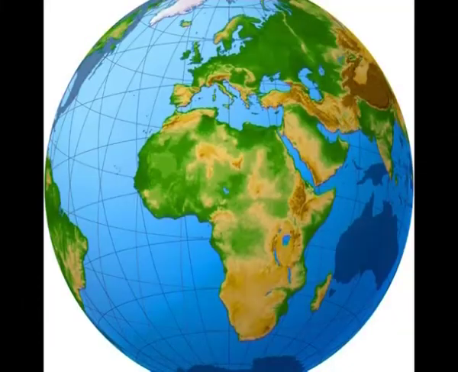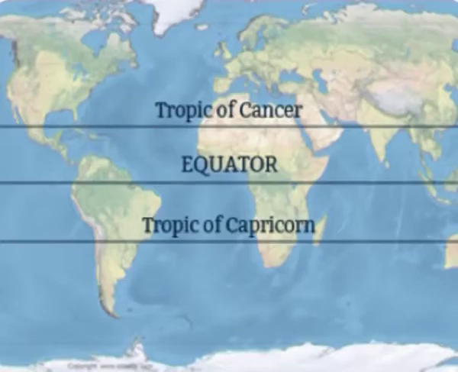Africa is very large. It is over 5,000 miles from the top to the bottom and over 3 times as big as the United States. The equator runs through the middle of Africa. Most of the continent is between the Tropic of Cancer and the Tropic of Capricorn.